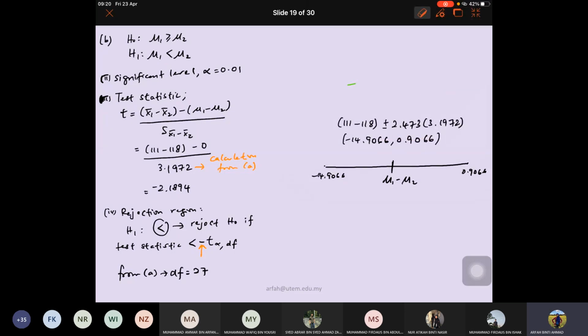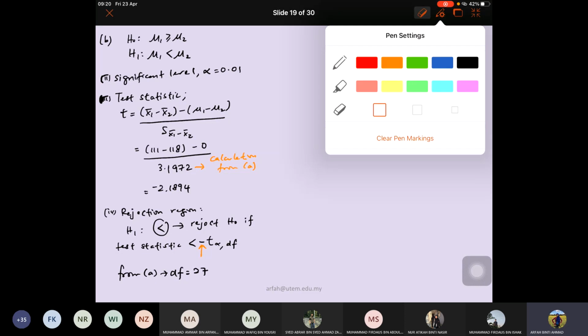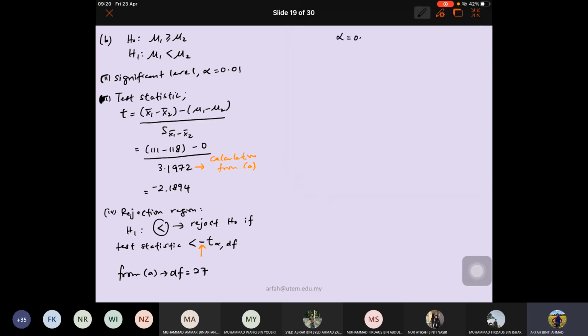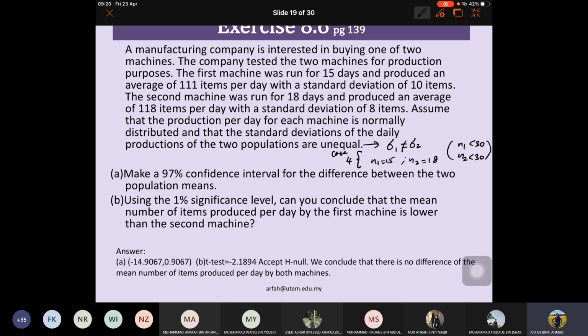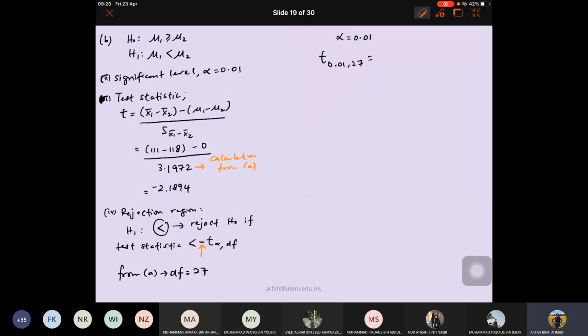menggunakan 1%. By using 1% significant level. So alpha sama dengan 0.01. Dapatkan T 0.01, 27. Yang ini akan sama dengan tadi kita dah ambil 2.473. So letak tanda negatif, T alpha jadi negatif 2.473. Okay, so if you draw dia punya rejection region, katakan dekat sini.